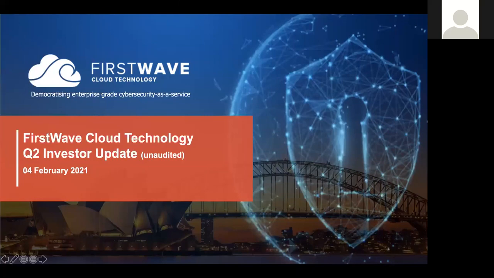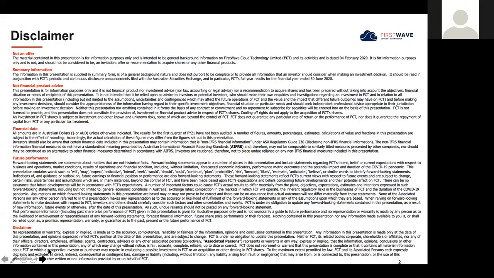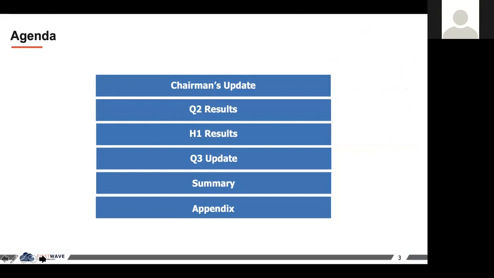Please note the disclaimer on slide two. Moving to slide three. Our objective today is to report First Wave's unaudited Q2 and half one FY21 results and update you on Q3. The presentation you're now seeing has been lodged on the ASX portal and emailed to the address provided with your registration. During the presentation, we will refer to the slide number we are talking to. The presentation will commence with an update from John. I'll follow with the Q2 and H1 results, and then I'll provide an update on Q3. Following my summary, we'll open the lines for Q&A.